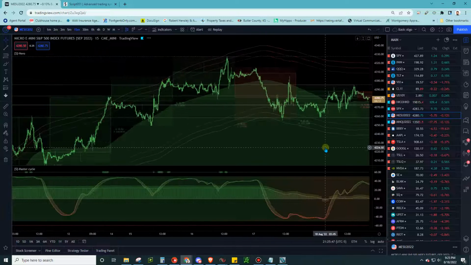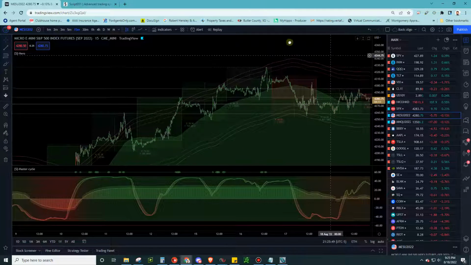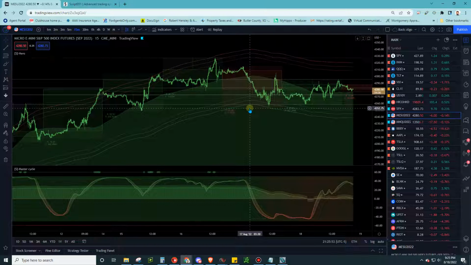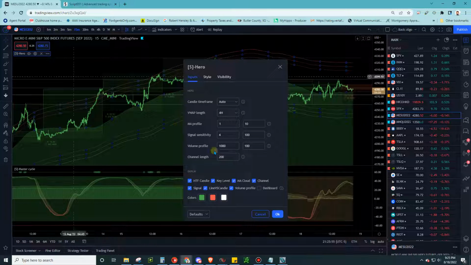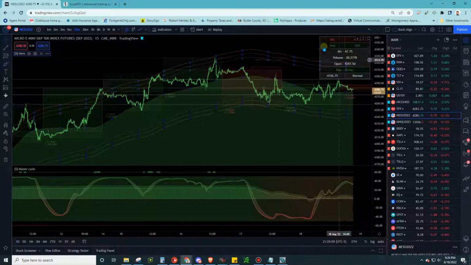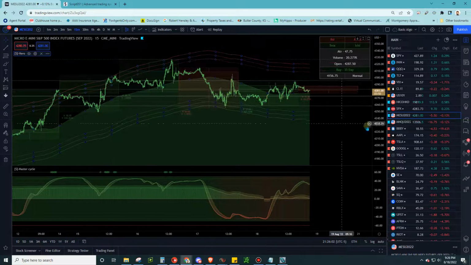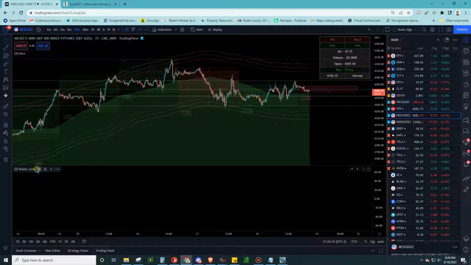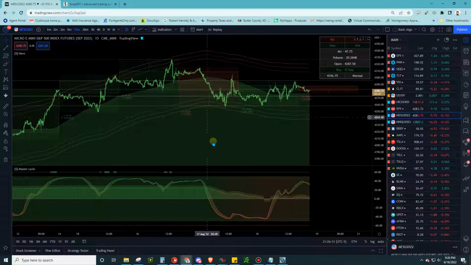So here's ES. I don't have the proper settings. He said this is just default, so this is not perfect. And I also don't have the dashboard up here, so I'm gonna put that up there as well. Pretty nice setup. So you can see the higher time frame candles. You can see that this right here actually highlights the trend on the candlesticks. So that's been kind of nice.